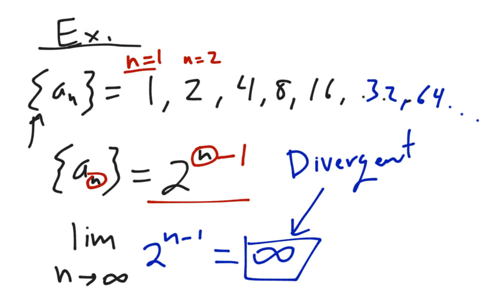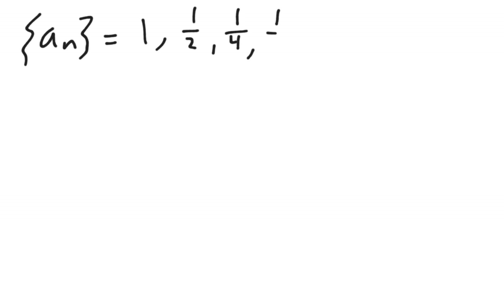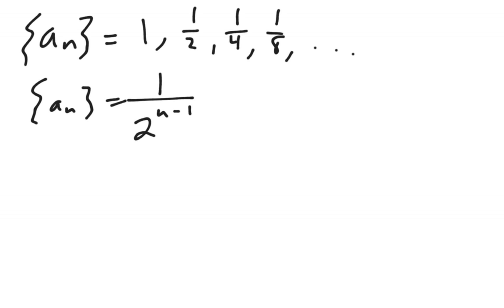The sequence diverges, and it diverges because it does not go to a single number. Let's say that instead we had a different sequence, a sub n equals 1, 1 half, 1 fourth, 1 eighth, etc. And so this is basically the opposite, and we could write this sequence as a sub n equals 1 divided by 2 to the n minus 1.